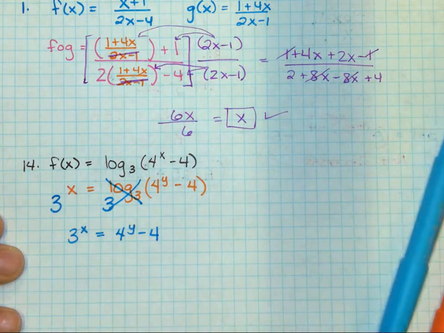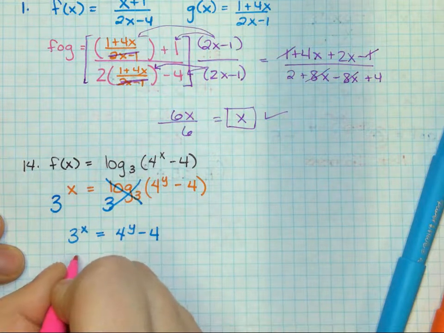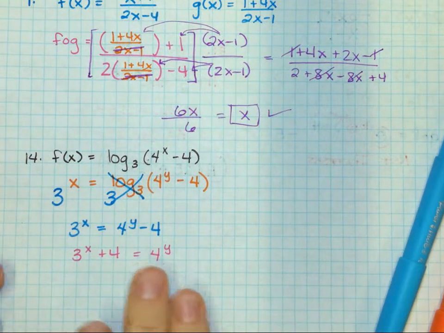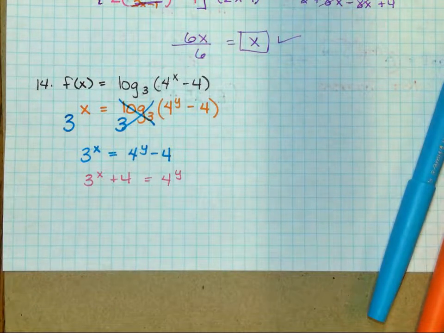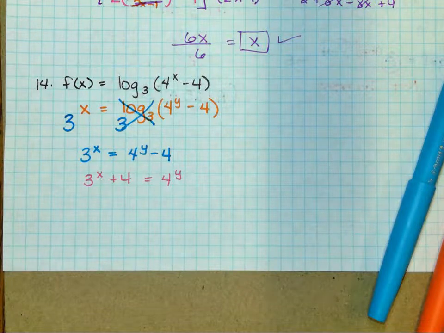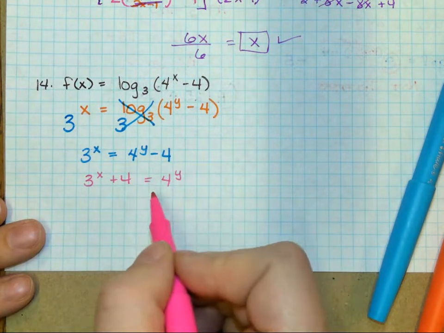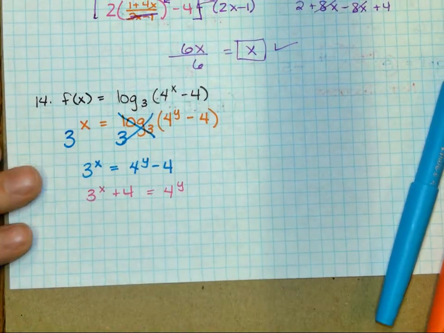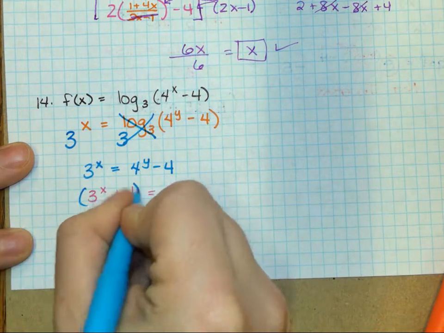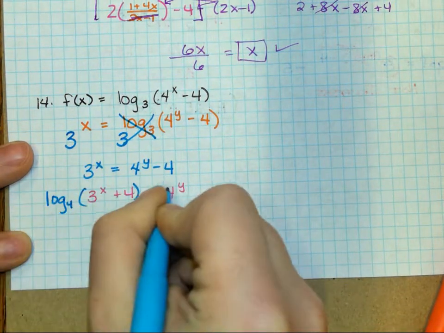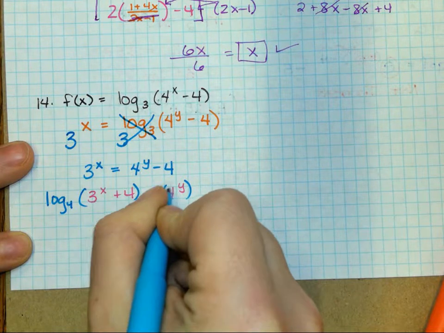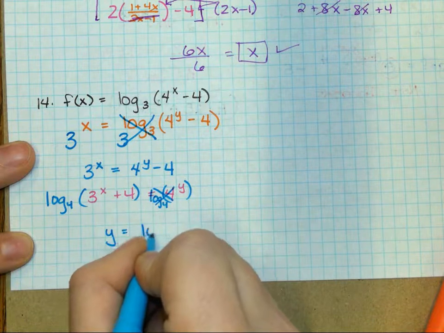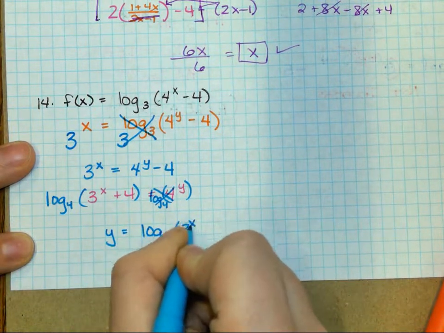The next step shouldn't be bad. You just add the 4. So 3 to the x plus 4 equals 4 to the y. Now, from this stage, you actually have a couple of options. You can either just take the natural log of both sides so that you can bring the y down, or I see a base 4. So if I want to cancel out a base 4, I can also just do log base 4. So that'll make that all cancel out and leave me with y equals log base 4 of 3 to the x plus 4.